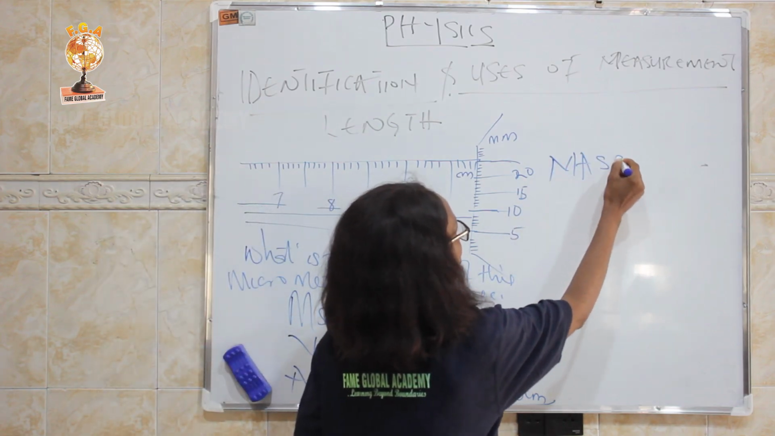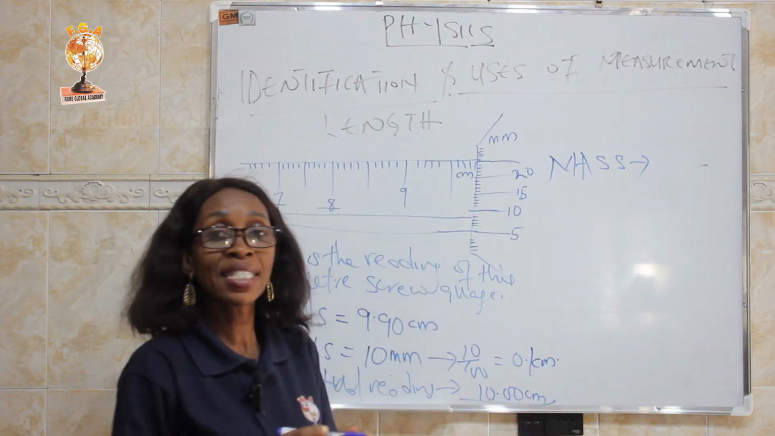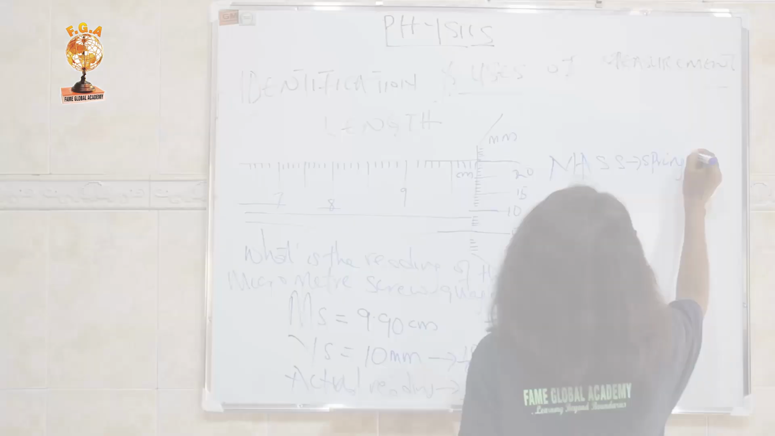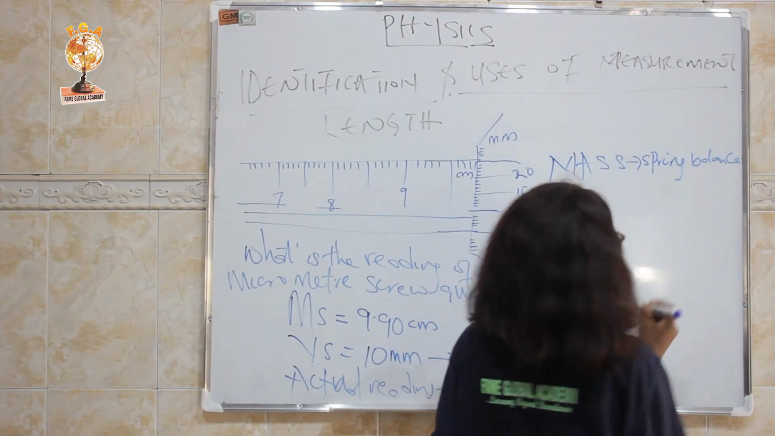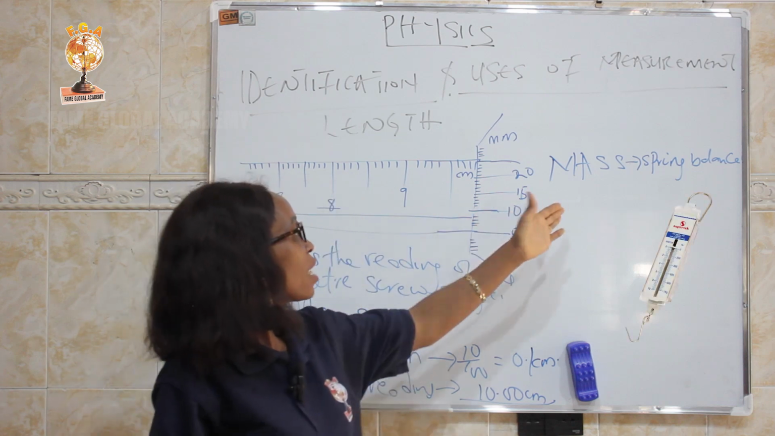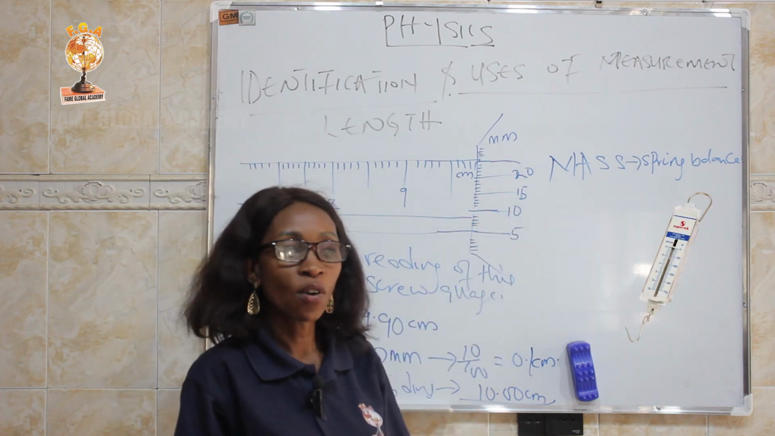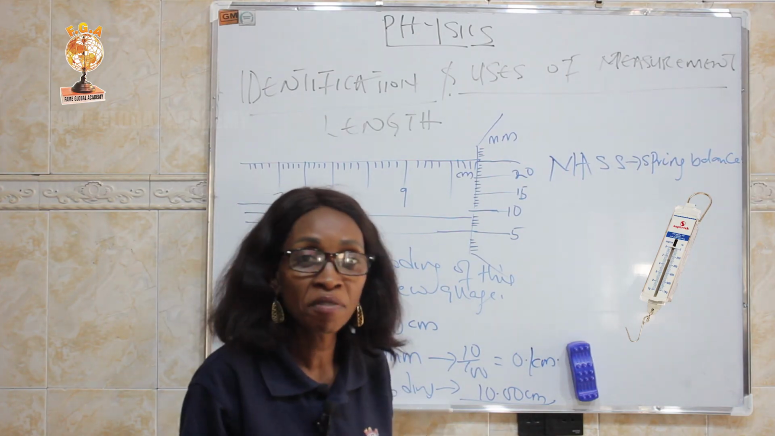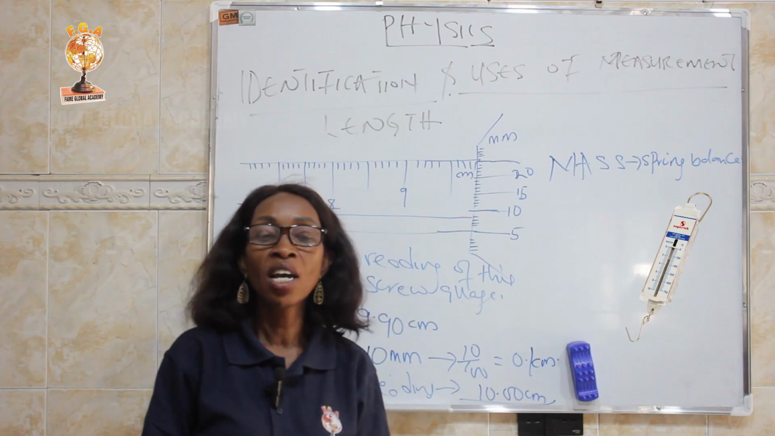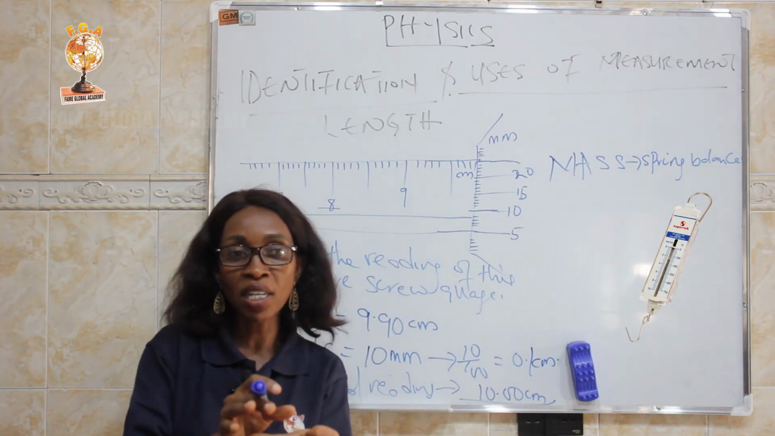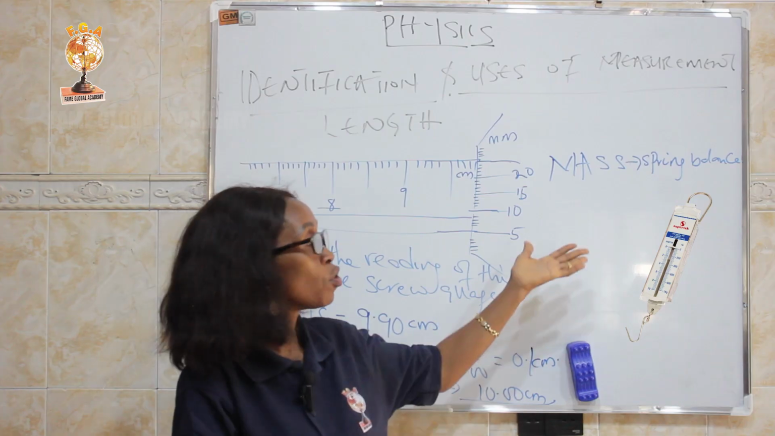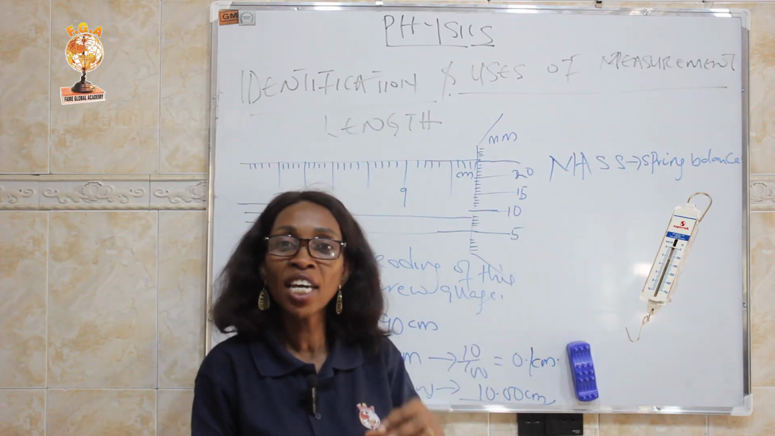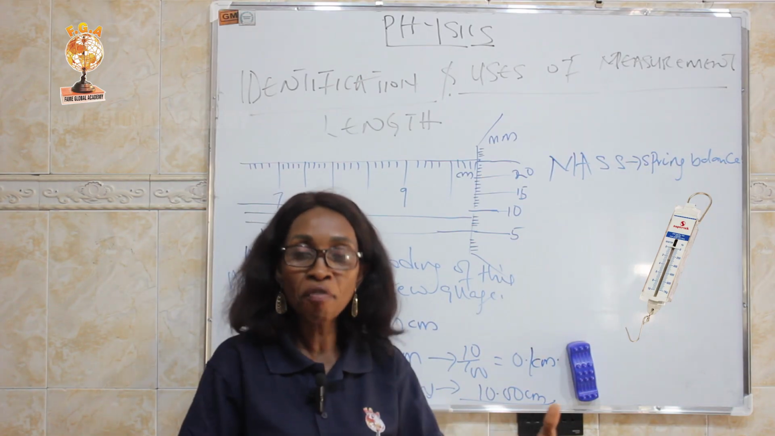Mass, the instrument for measuring the mass of an object in the lab, we use what we call the spring balance. Spring balance is an instrument to measure the mass or the weight of an object. So, for instance, some people use chemical balance. It is in the chemistry lab. I want to measure the mass of a chemical substance, I have to use what we call the chemical balance. But in the physics lab, we use the spring balance to check the weight or the mass of an object.